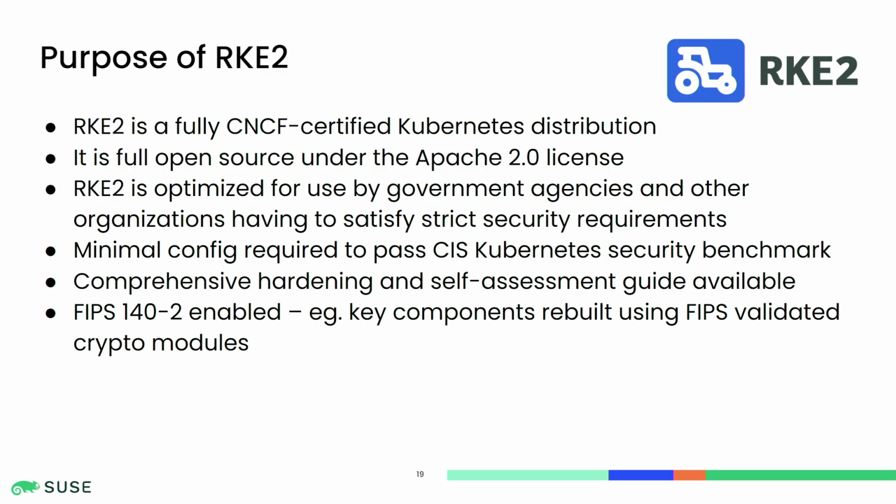All right, then talking about RKE itself now. RKE2 is the Rancher Kubernetes Engine, version 2, which is a fully CNCF certified Kubernetes distro. It's completely open source under the Apache 2.0 license, and RKE is optimized for security workloads, to be honest. It was tailored for government agencies, so there is a very strong focus on that. It is FIPS 140-2 enabled. So everything in there is tailored for a very secure Kubernetes engine.